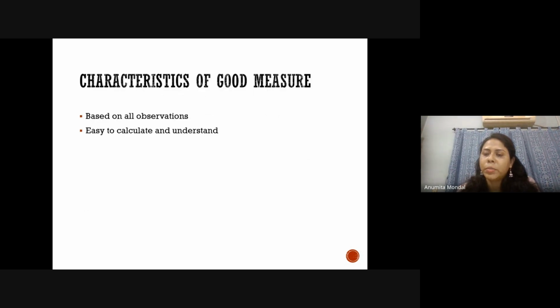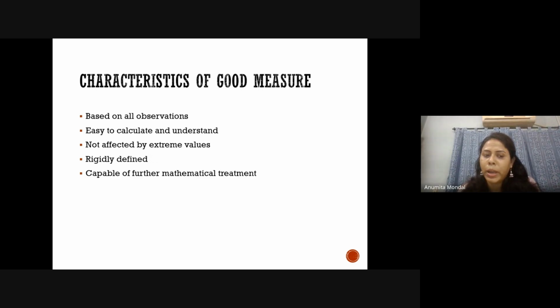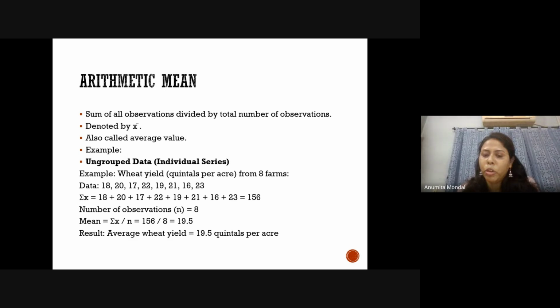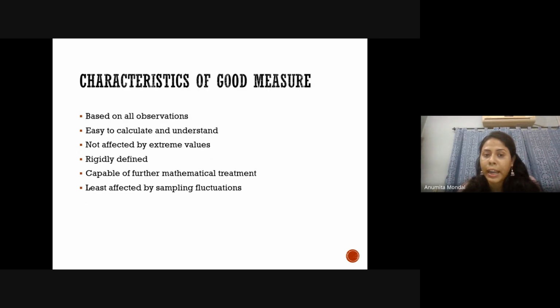Characteristics of a good measure. If it is based on all observations, easy to calculate and understand, not affected by extreme values, rigidly defined, capable of further mathematical treatment, and least affected by sampling fluctuation, then we can say that it is a good measure of the data.